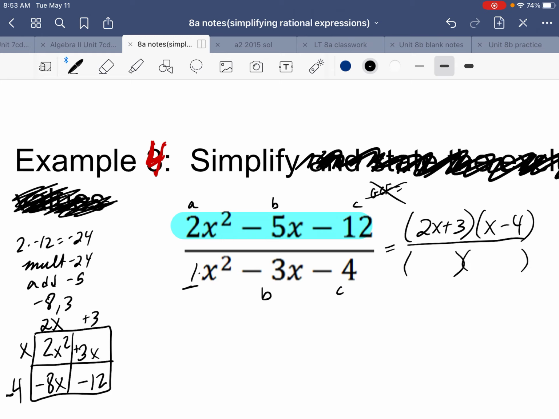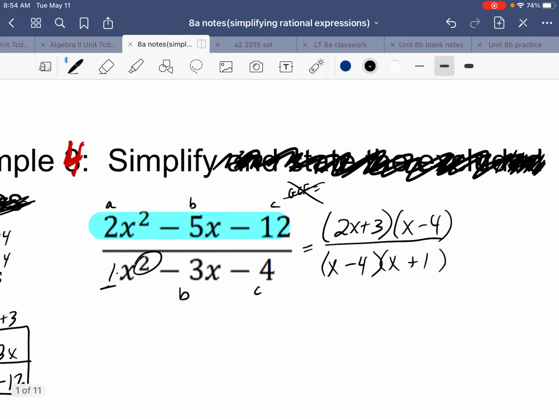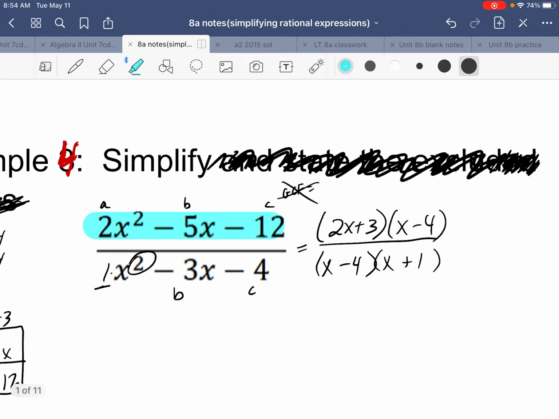Since A is 1 in this quadratic trinomial, we can do what two numbers multiply to C that add up to B, and that's going to be -4 and 1. You can switch those around if you want. X squared is x times x. And now the numerator and denominator are totally factored. We look at individual factors now.